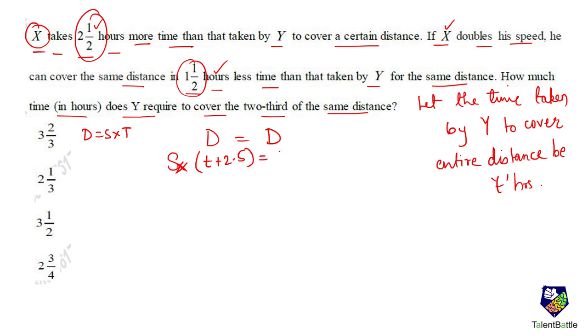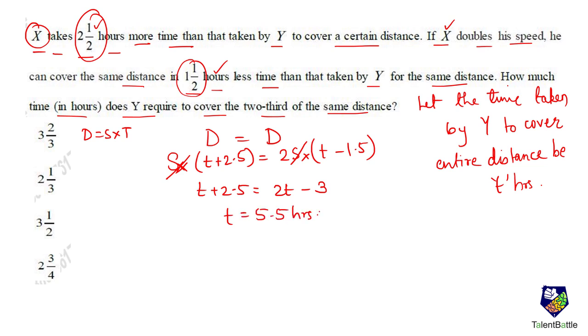In the second case, the speed of X is doubled. Time taken is 1.5 hours less than Y, so T minus 1.5. So Sx cancels over here. What you are going to get is T plus 2.5 equals 2T minus 3. So T is going to be 5.5 hours. This is the time taken for the entire distance.